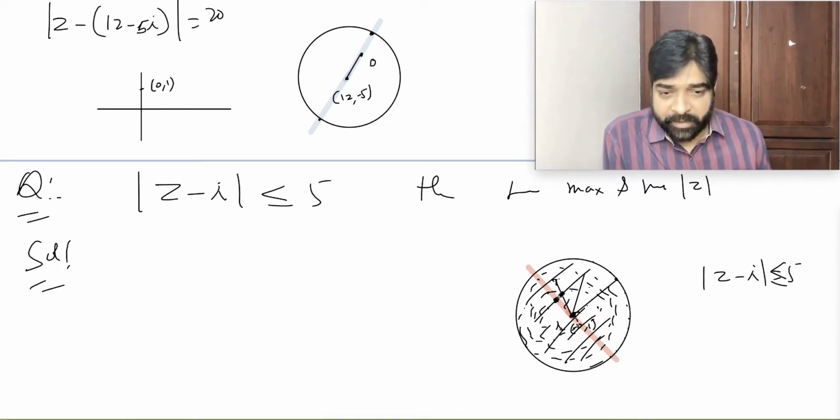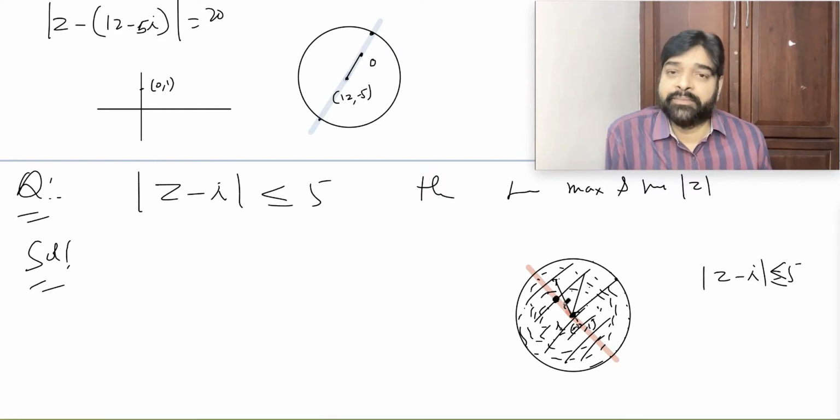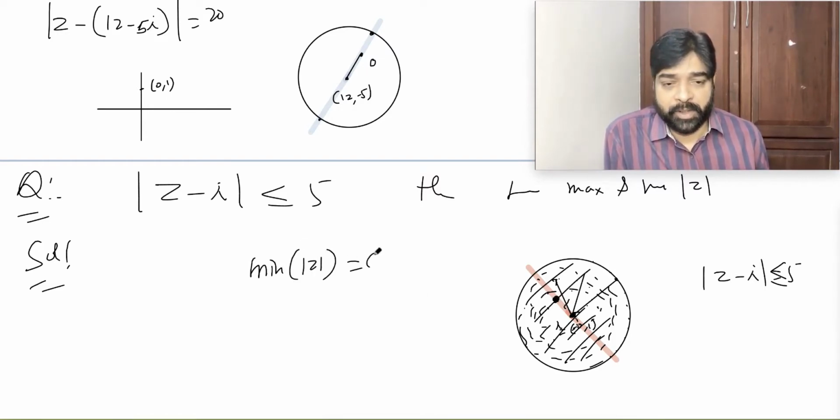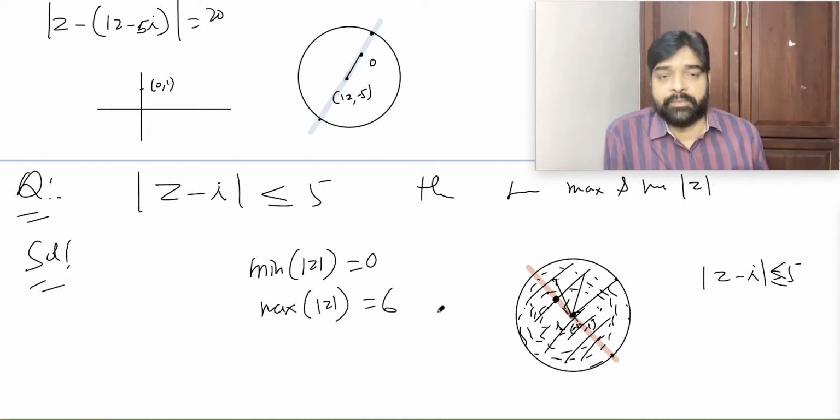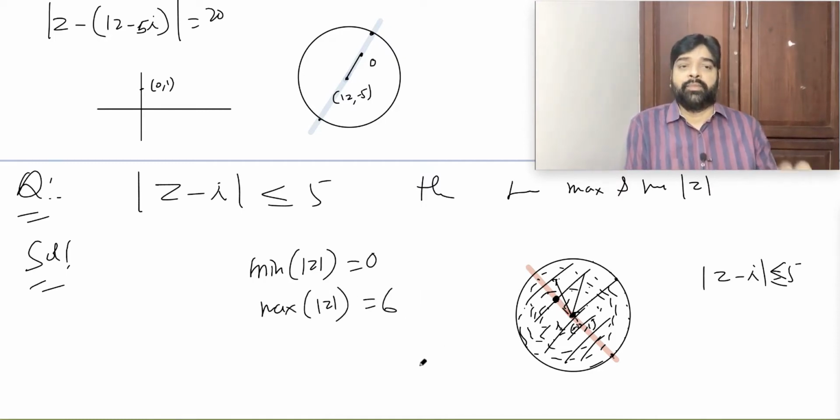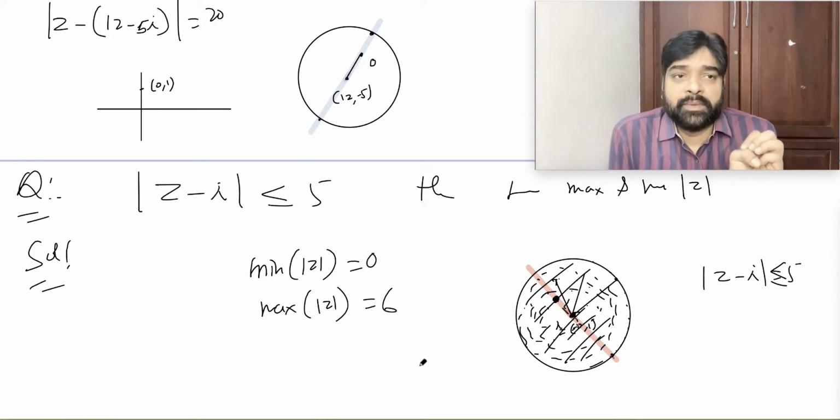Now Z can fall here itself or not. So minimum mod Z is 0. And maximum mod Z will be what? Here only it will come, because all other positions have less value. So this length is 5, this length is 1, so maximum mod Z will be 6. Is this clear to everybody?